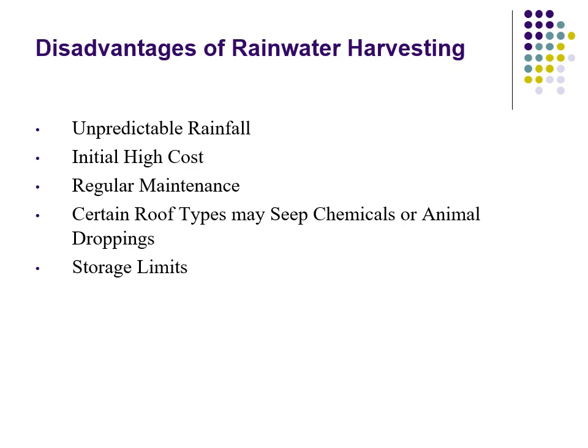Disadvantages of rainwater harvesting system. It depends on unpredictable rainfall, and the initial cost is high, and it requires regular maintenance, and certain roof types may seep chemicals or animal droppings, and it has storage limits.